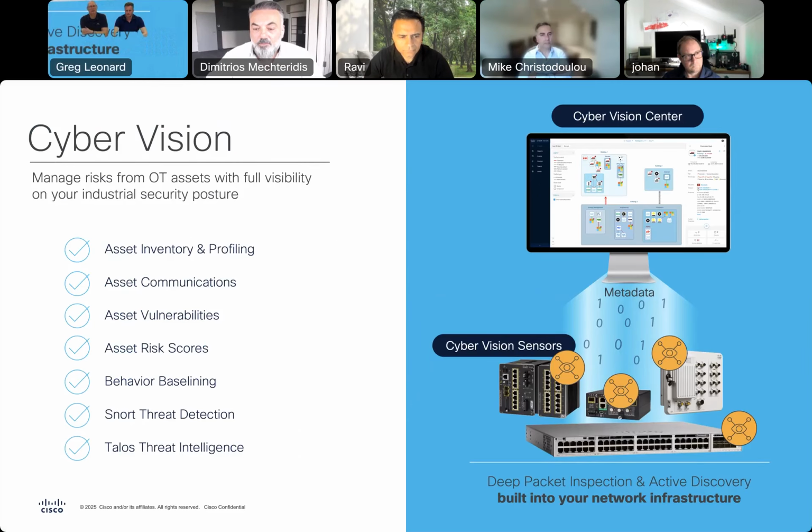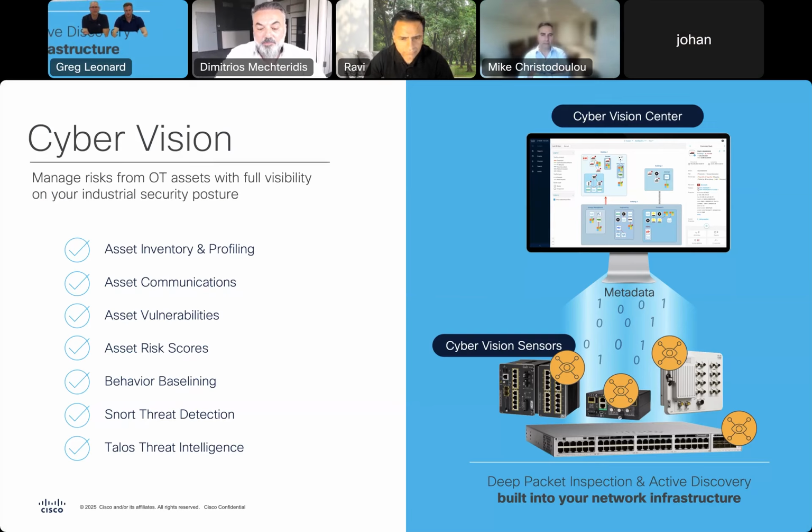So let's take a little bit of a closer look at Cisco Cyber Vision and how that can help to manage risks from OT assets. And it's really giving that full visibility, and it's doing that through the deep packet inspection that's happening at the Cyber Vision sensors, which is embedded inside of the network equipment. And those sensors are able to pick up the different assets that are communicating on the network. And then because we get that detailed information about those assets, we're able to do security profiling and find out what the asset vulnerabilities are.